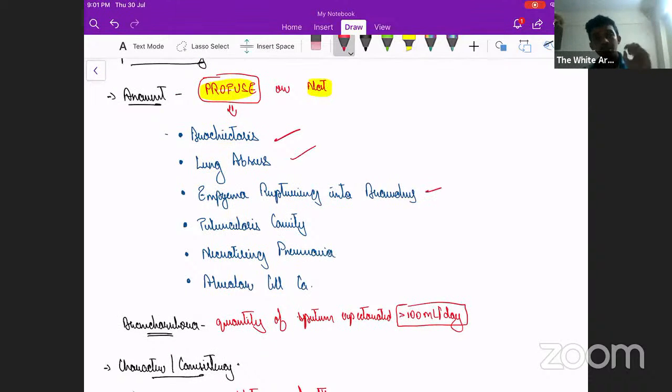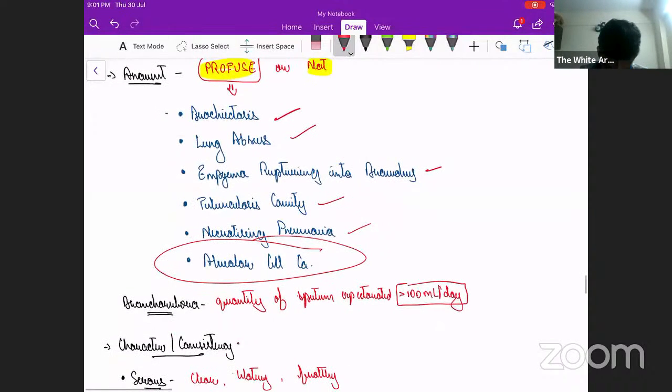Any tuberculous cavity, which has again led to secondary infection by the bacteria, that can cause necrotizing pneumonia and alveolar cell carcinoma. So this term bronchorrhea is specific to alveolar cell carcinoma. Most of the times it is because of alveolar cell carcinoma, wherein there'll be copious, almost greater than 100 ml per day. That much amount of sputum will be expectorated, okay?